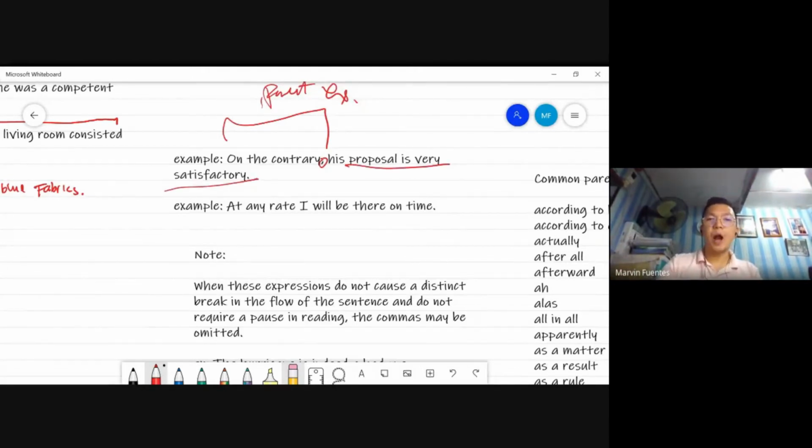Now, how about at any rate, I will be there on time? Write it. Then, put the comma, tapos below that one, tanggalin nyo yung group of words na at any rate. Sa taas, ilagay nyo at any rate, then supply the comma, plus the succeeding group of words. Tapos sa baba, tanggalin nyo yung at any rate. Ang isulat nyo lang is yung I will be there on time. Patingin.